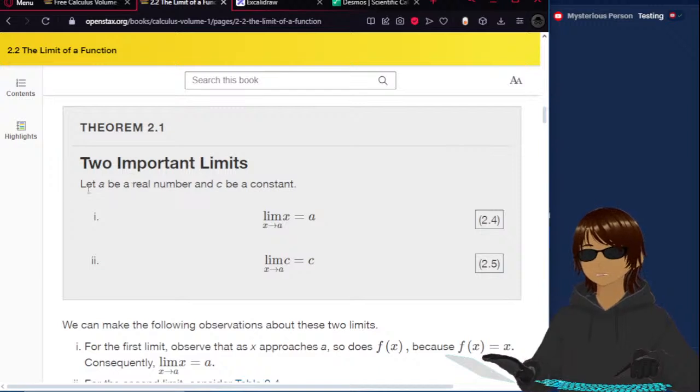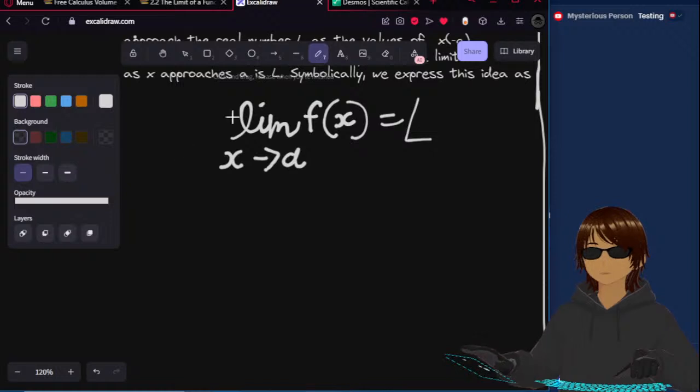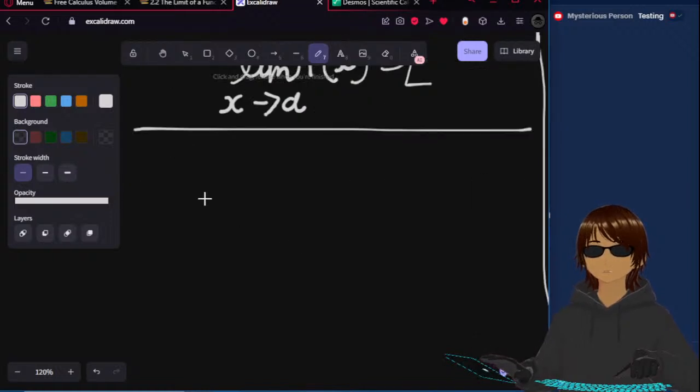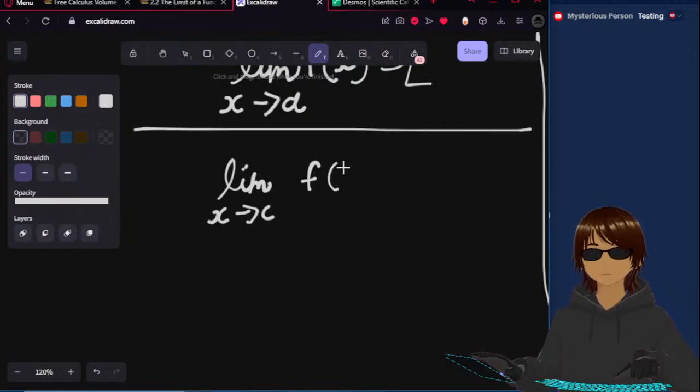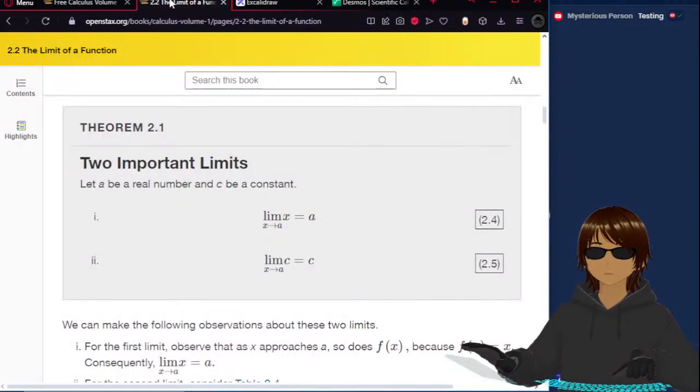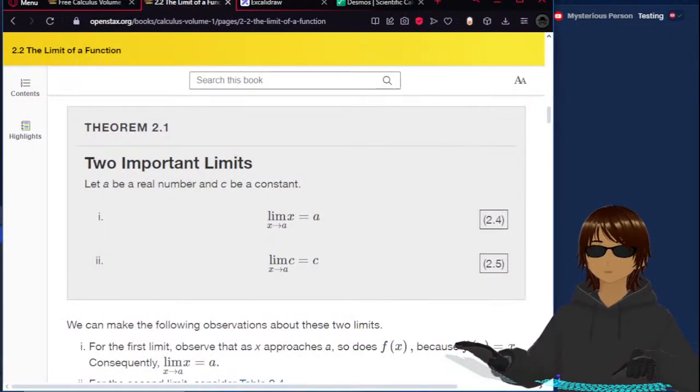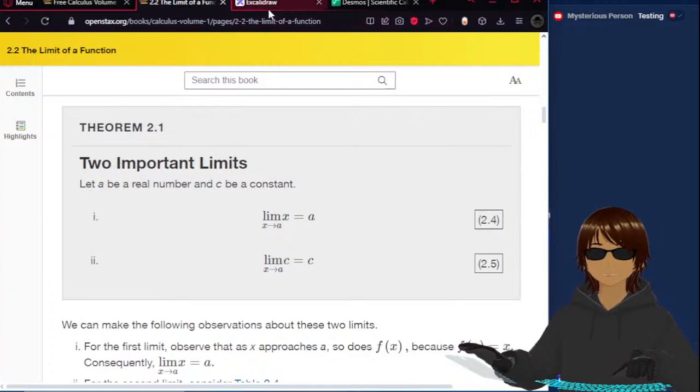Two important limits. Let a be a real number and c be a constant. I'll write this in my notes. Two important limits. Limit, like this, I think. Yeah. Oops. Then the other one.